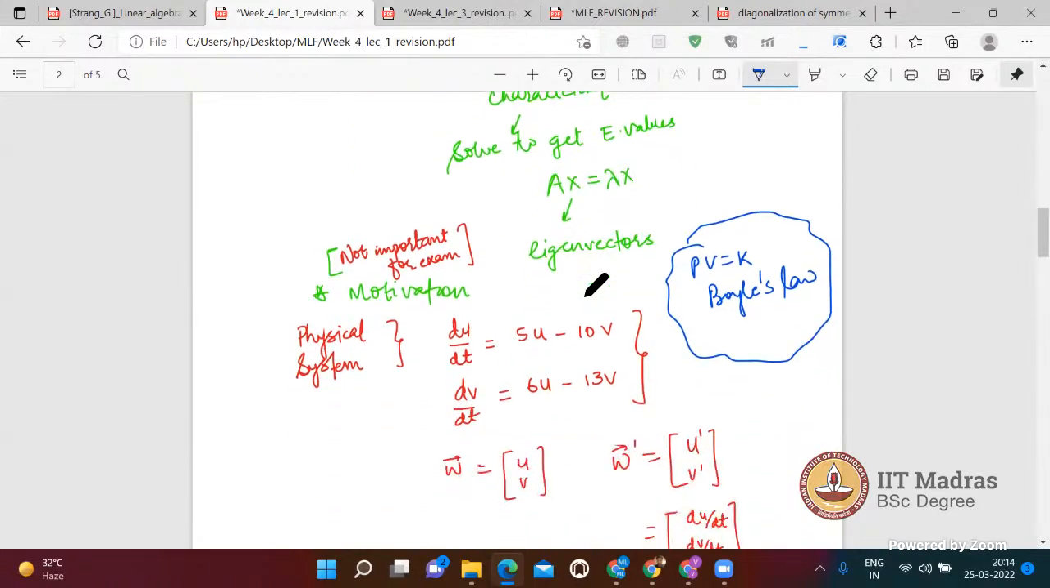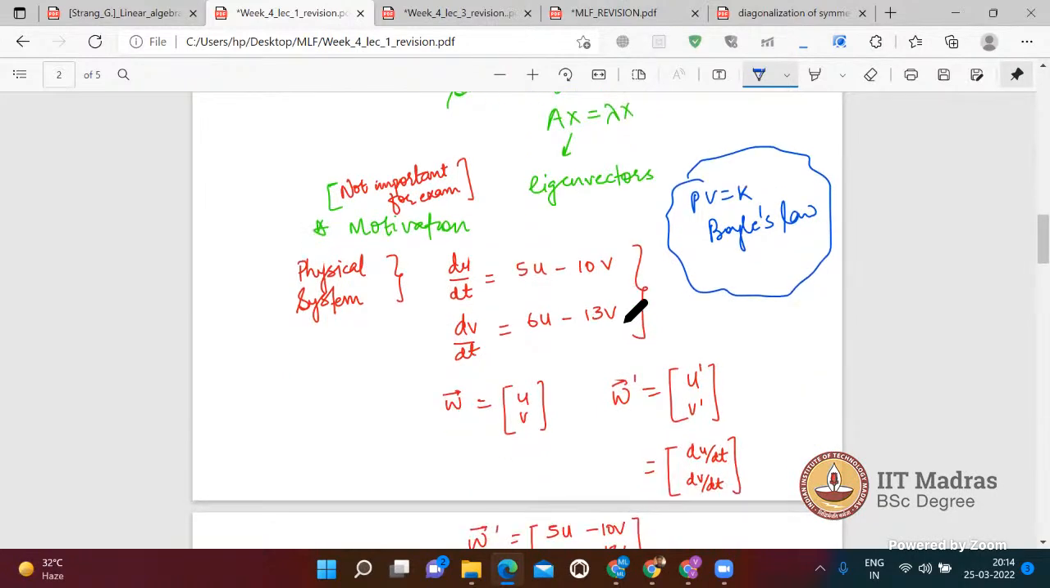And what was the motivation for doing this? This is not important, but briefly, like I was telling you, suppose you have a system with more than two or three variables. For example, the Boyle's law, PV equals a constant, which you have read about. The system depends on pressure and volume, and the change, for example dP by dt, depends on itself and also on the other variable.